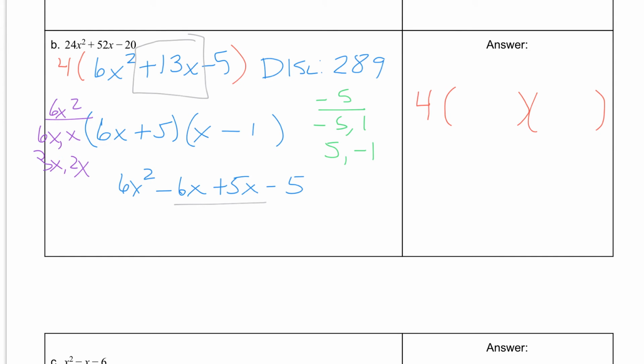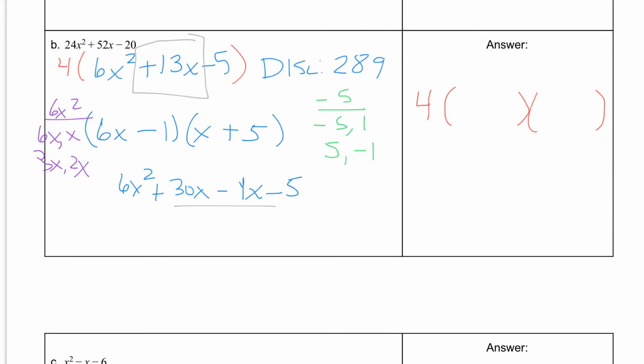So I'm going to erase again, and I'm going to switch it. I'm going to try putting my negative 1. Let's get rid of these. Now I'm going to try putting the negative 1 here and a positive 5 here to see if that helps. 6x times x is 6x squared. 6x times 5 is 30x. Negative 1 times x is negative 1x, and then negative 5. Checking my middle here, 30 minus 1 is 29.